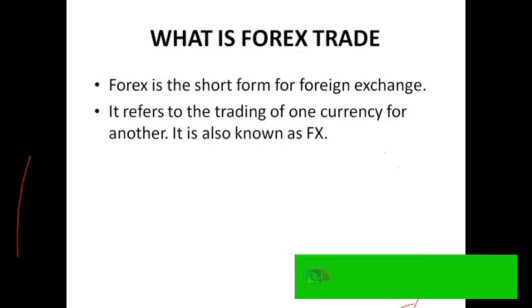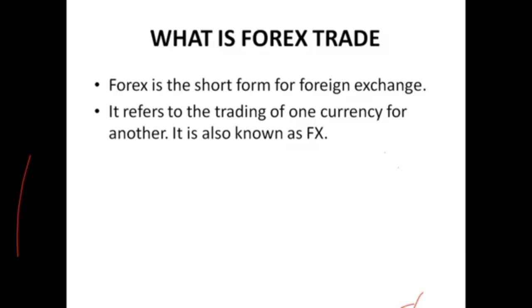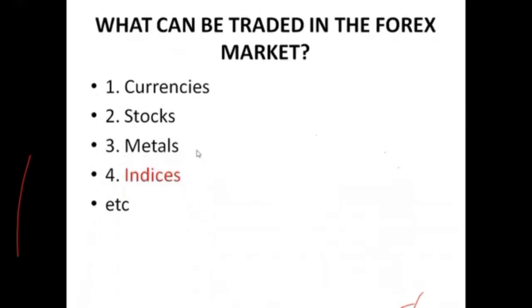Forex is the short form for foreign exchange. It refers to the trading of one currency for another, and in short form it is known as FX. FX simply means Forex. In simple terms, Forex trading is the buying and selling of currencies or commodities for money. What can be traded in the Forex markets? We can trade currencies, stocks, metals, indices, and many other things can also be traded in the financial markets.